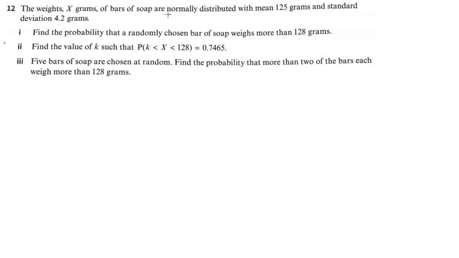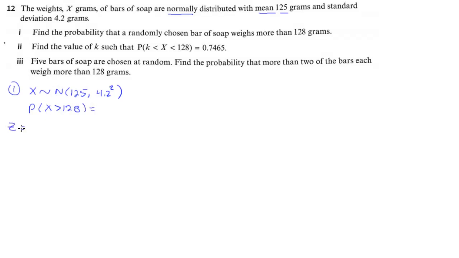In problem number 12, we've got a normal distribution with a mean of 125 and a standard deviation of 4.2. So let's go ahead and write this out. We've got x is normally distributed with a mean of 125 and a variance of 4.2 squared. Now, in part 1, it says find the probability that a randomly chosen bar of soap weighs more than 128 grams.